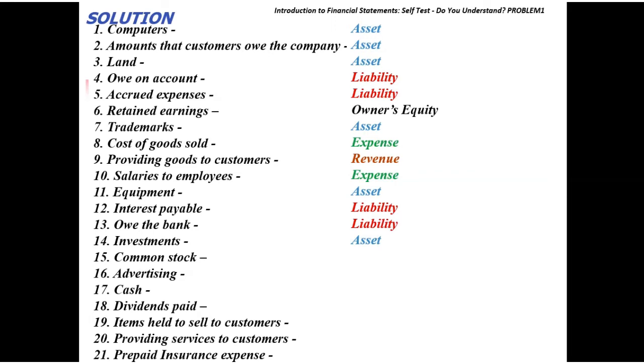Common stock: owner's equity. Advertising: expense. Cash: asset. Dividends paid: owner's equity. Items held to sell to customers: asset. Providing services to customers: revenue. Prepaid insurance expense: asset.